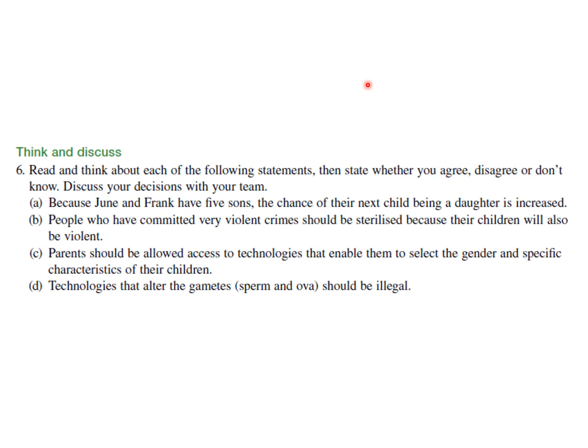Because June and Frank have 5 sons, the chance of their next child being a daughter is increased. Do you agree, disagree, or you don't know? Think about how the inheritance of genes may be passed from one generation to the next.